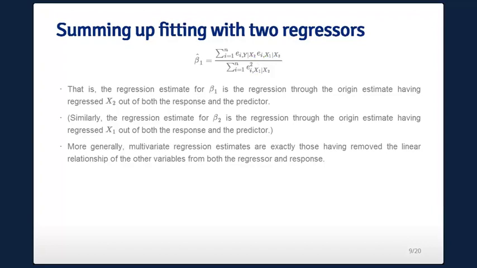So I think that's interesting, and it gives us a good way to think about what multivariate regression is doing. Also, I would add, the coefficient for x2 is exactly what you would get from regressing x1 out of y and x2, okay? Because there was nothing particular about choosing beta 1 to look at. We could have looked at beta 2.